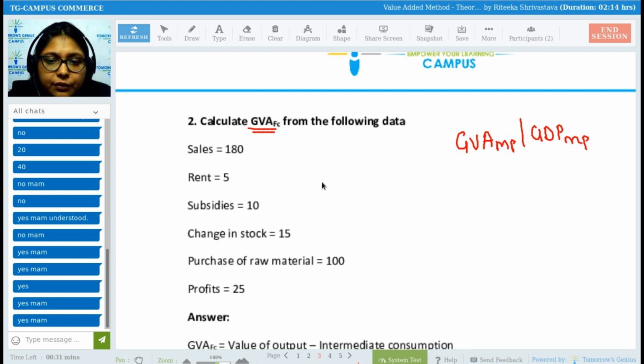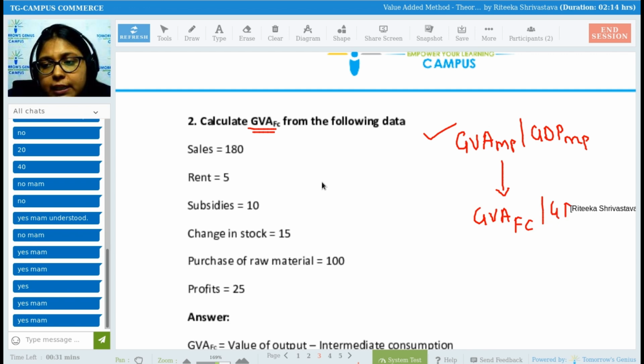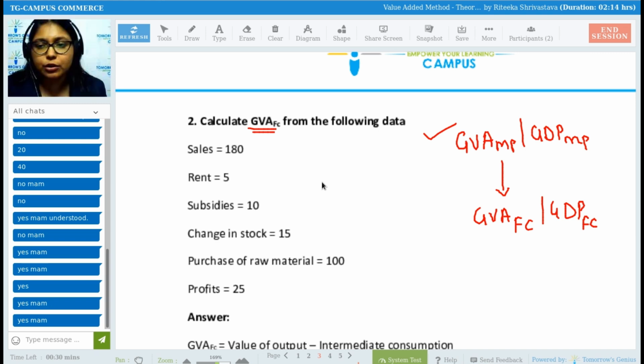Okay, so now you have to calculate GVFC. What did I say? For going to any aggregate, first of all, it is recommended to find out the GVMP or GDPMP. Once you find that, you can find out GVA at FC or GDP at FC. How to go from one aggregate to another, we have already done that, so I don't think there should be any confusion. First find out GVMP or GDPMP and then go towards GVAFC or GDPFC. Start solving. If there is any doubt, I'll tell you.